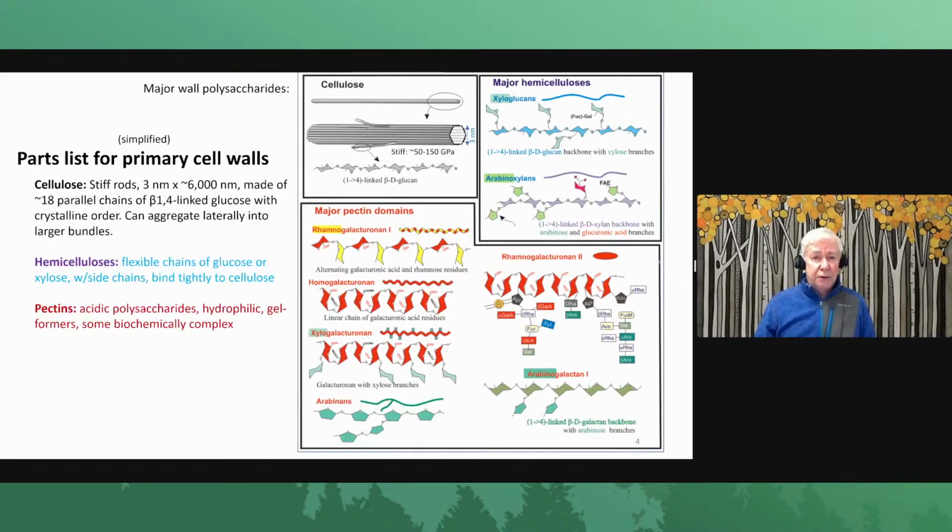So also a reminder for this wide audience that the parts list of the primary cell walls, of course, contains cellulose, and I assume this group knows a lot about cellulose. It's made, we believe, as maybe 3 nanometer so-called microfibrils. They should be called nanofibrils, but they're much longer, and they have the ability to aggregate laterally into bundles. There's also hemicelluloses, which have the property of binding to cellulose microfibrils, and pectins, which are acidic polysaccharides and gel forming. Some of them are fairly complex, as you see here.